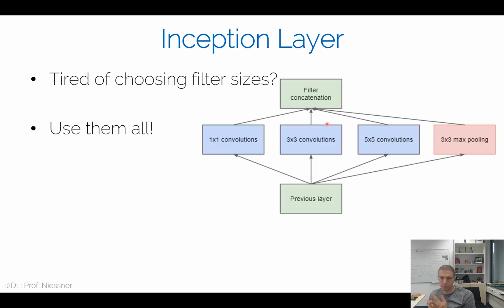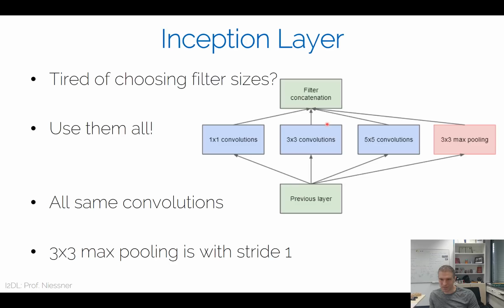Of course, we have to make sure the dimensionalities match up, otherwise this whole thing doesn't work. The number of convolutions does not have to be the same, but the size of the dimensionality in X and Y has to be the same, because then you can just stack the features together. The 3x3 max pooling here has a stride of one.